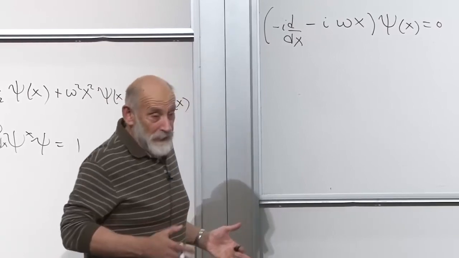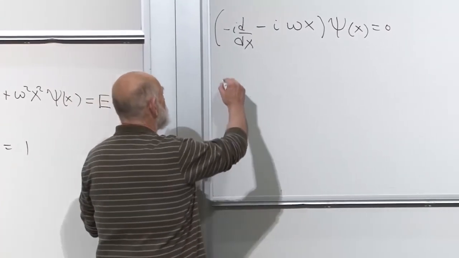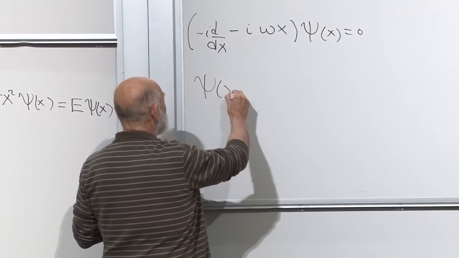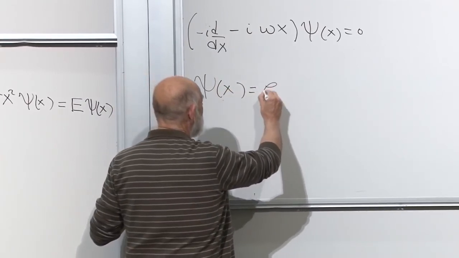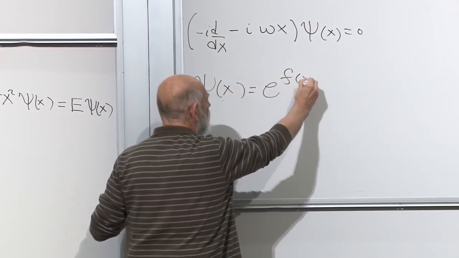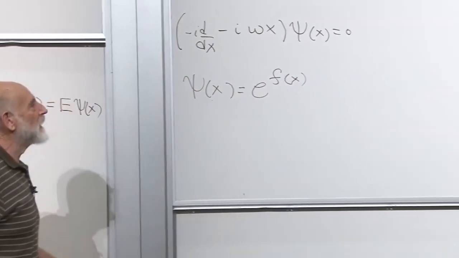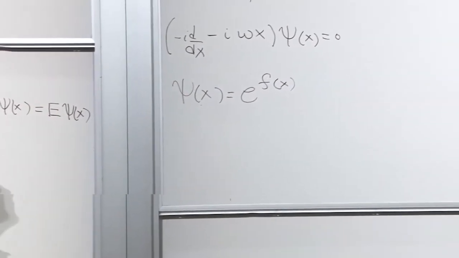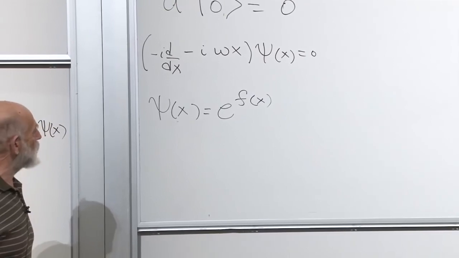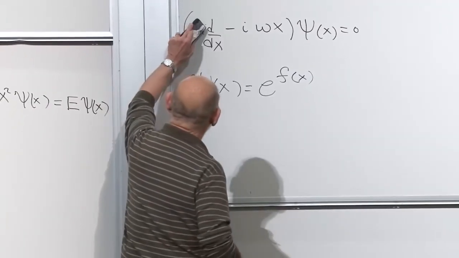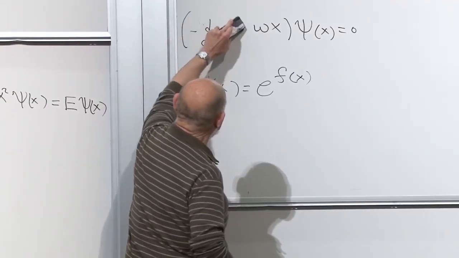All right. So this happens to be the kind of equation that you solve. You can solve it in many ways, but one way of solving it is just to write psi of x equal to e to some f of x, and try to figure out what f of x is. All right, so let's try it. First of all, of course, we can get rid of the i's here. i and i factor out.